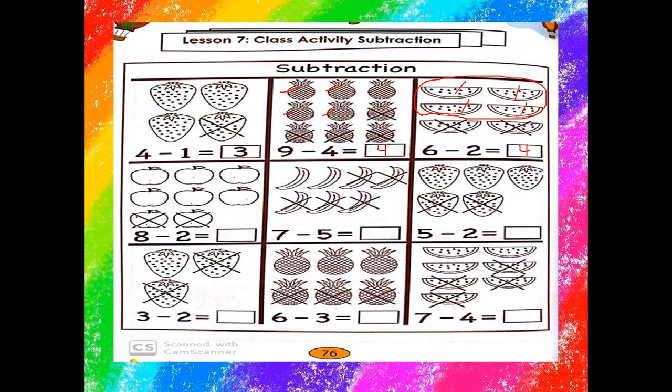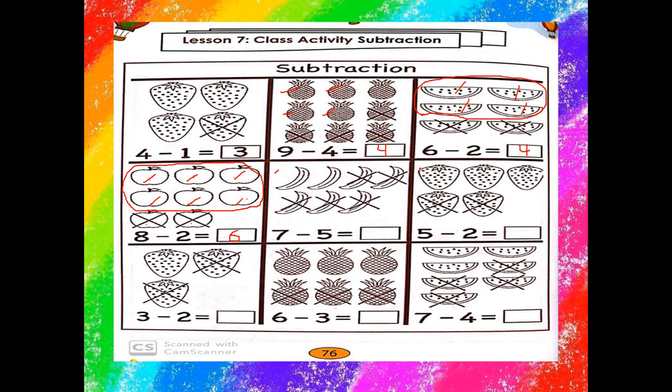Let's take 2 apples here, and we are going to count how many apples are left. So these are the apples without X. It means these are the apples that are left. So let's count. 1, 2, 3, 4, 5, 6. So you are going to write here number 6.